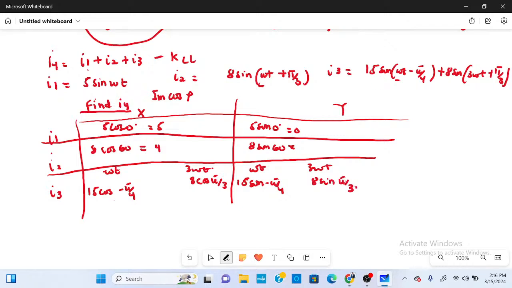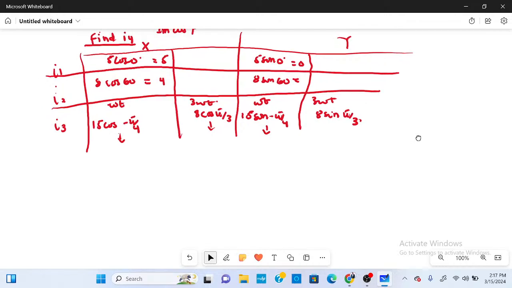So at this point, this gives me what? I told you sum all. You realize that all these are omega t. Here didn't have 3 omega t. So let me separate them once again. So at this point, I'll sum like frequency.